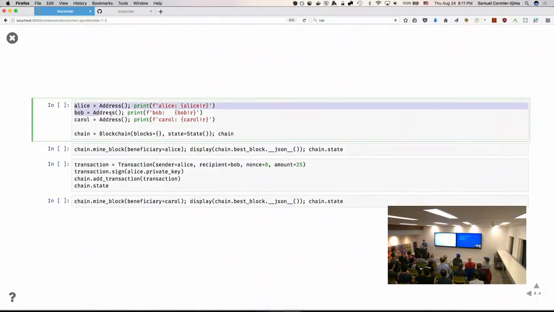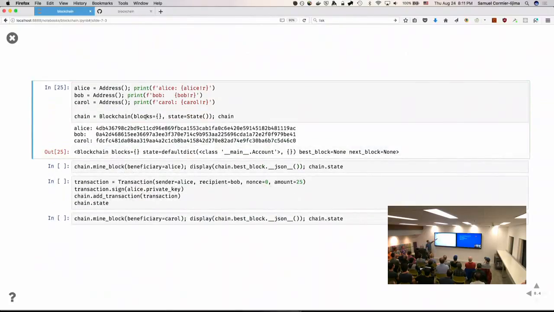So I'll create 3 addresses, Alice, Bob, and Carol. And then I'll create a chain that starts as empty. This creates my 3 addresses, and each one has an associated private key. But right now, everybody's balance is 0, so there are no accounts yet. I can't make any transactions yet because nobody has funds. So what I'll do is first mine a block, and I'll make Alice the beneficiary of it.